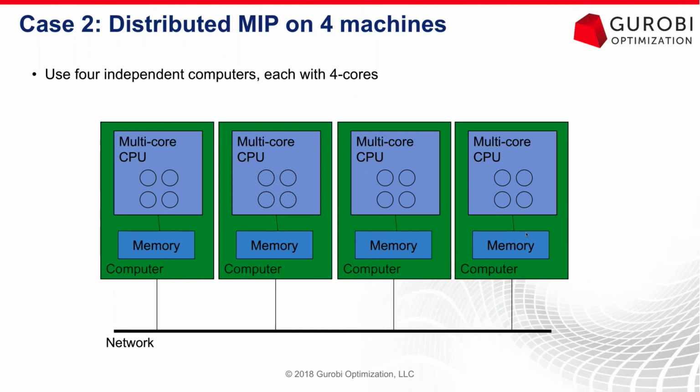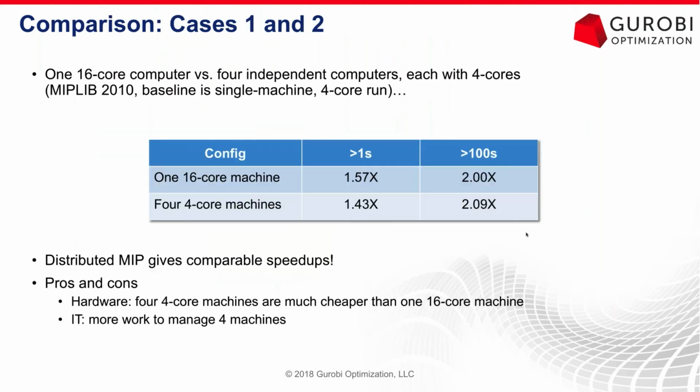These are 4 smaller computers. And in this case, each of these smaller computers will each have 4 cores. So we're going to compare 16 cores, but compare the performance of one large server with 16 cores and 4 smaller independent computers that are linked together with distributed MIP. And the question is, what's the benefit of a big computer as compared to 4 small independent computers? Let's take a look at that.